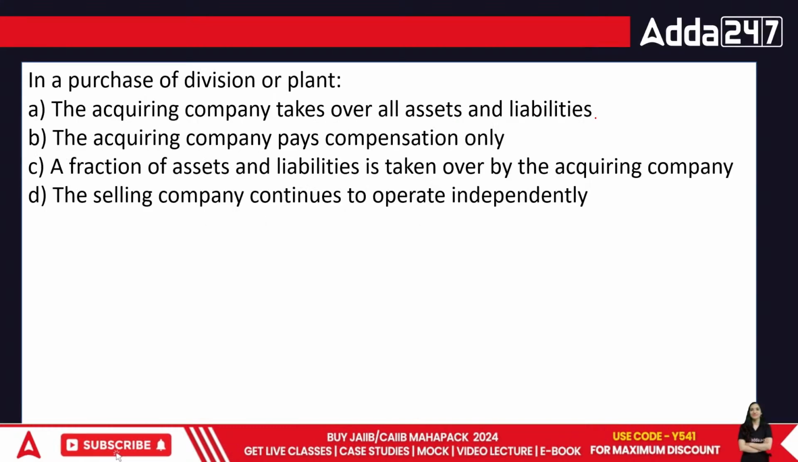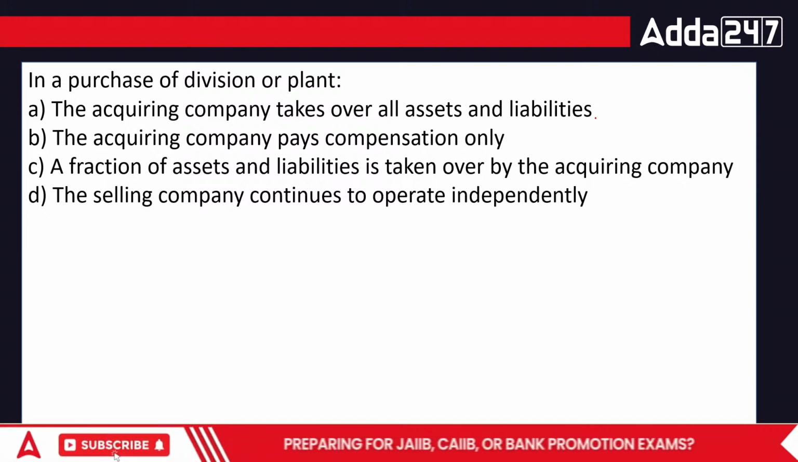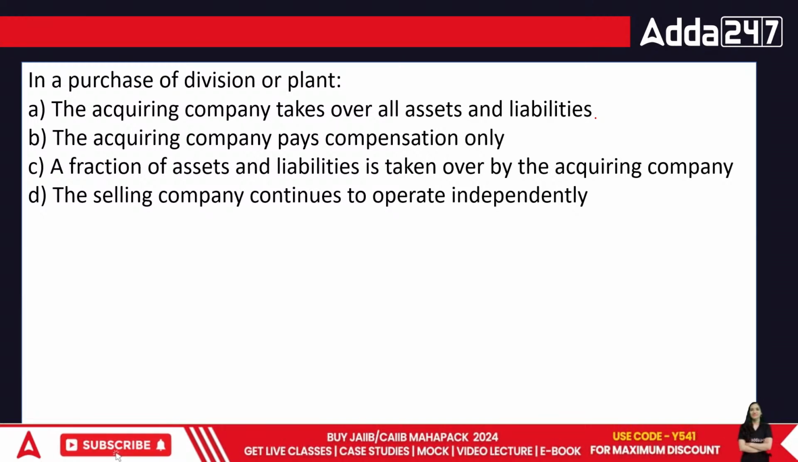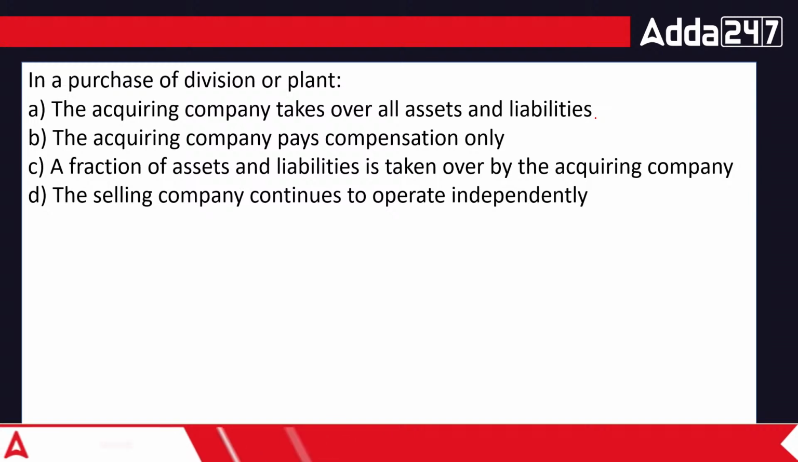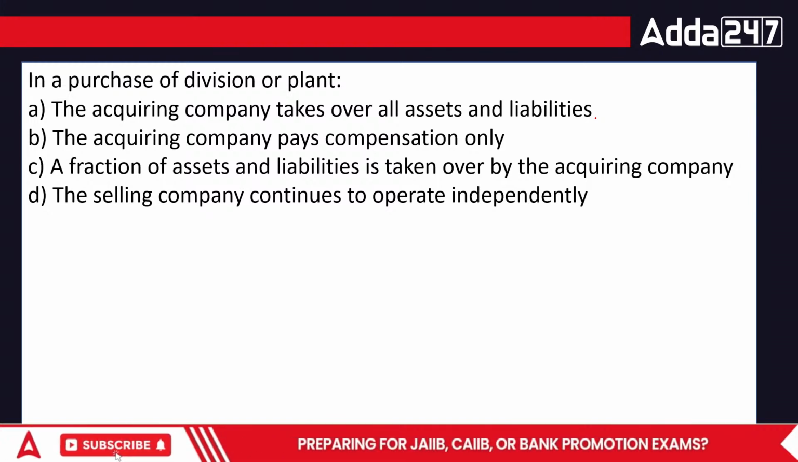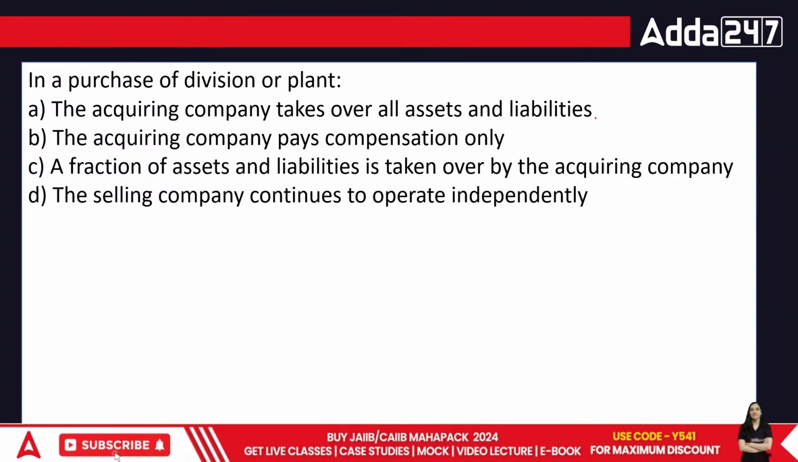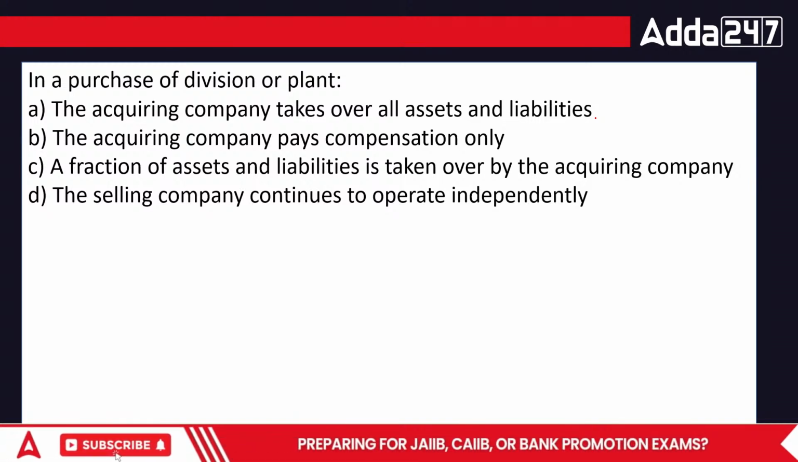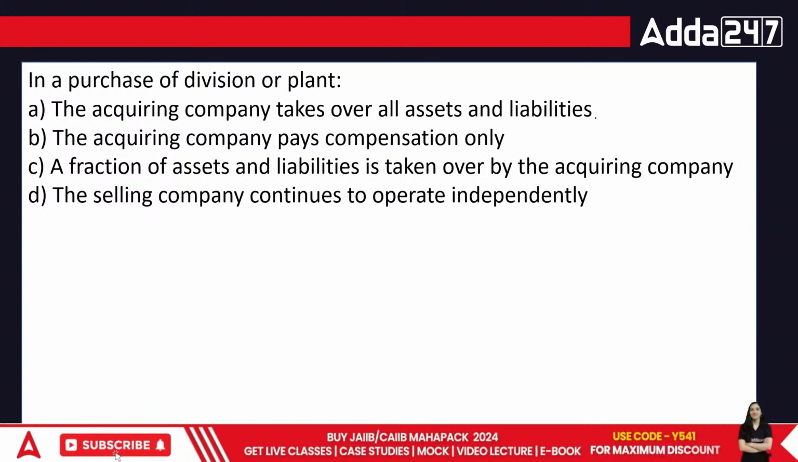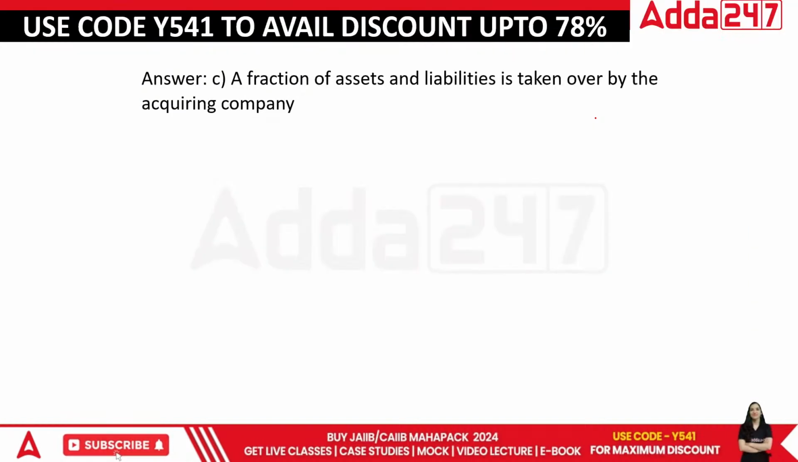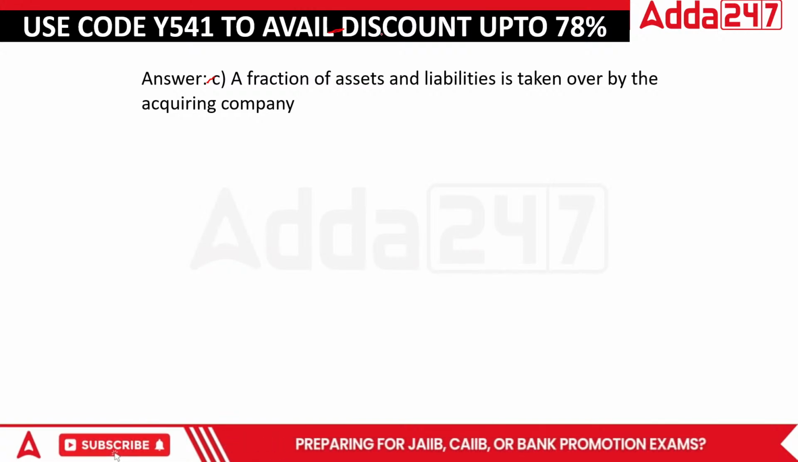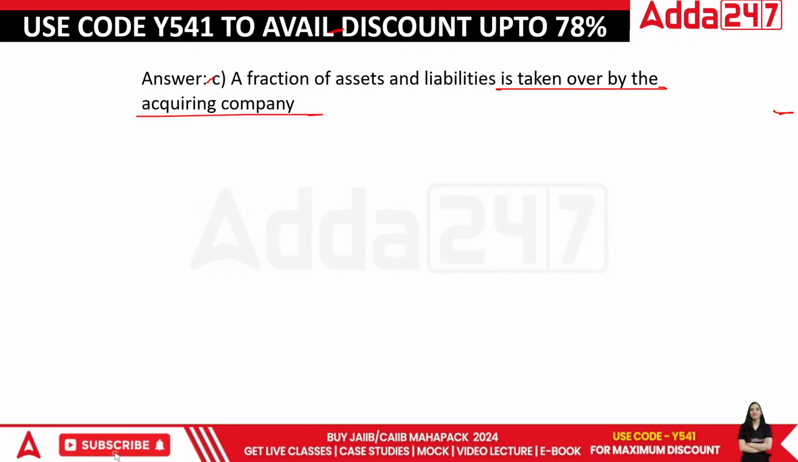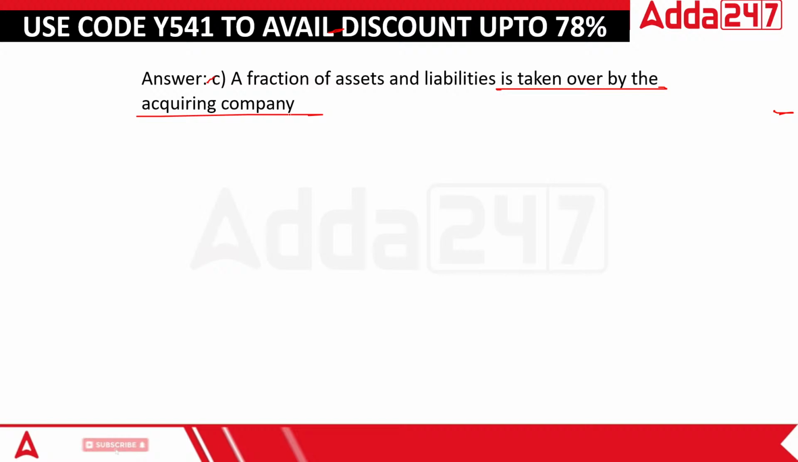Next point. In the purchase of a division or a plant, the acquiring company takes over all the assets and liabilities. The acquiring company pays compensation. Purchase of a division of a plant. Okay, you're just buying one division or one part of any organization. A fraction of assets and liabilities are taken over by the acquiring company. A selling company continues to operate independently. The correct answer is a fraction of assets and liabilities is taken over by the acquiring company. Purchase means to acquire. Simple.